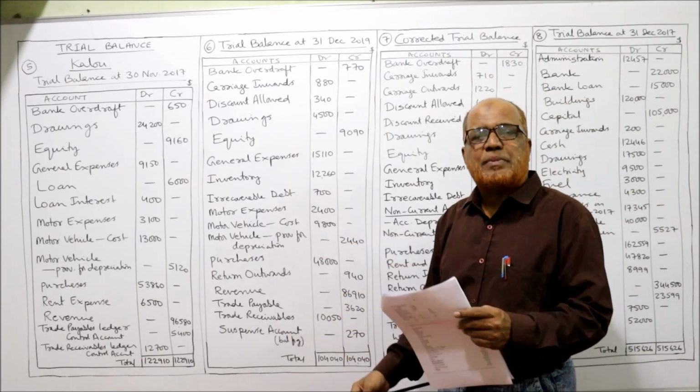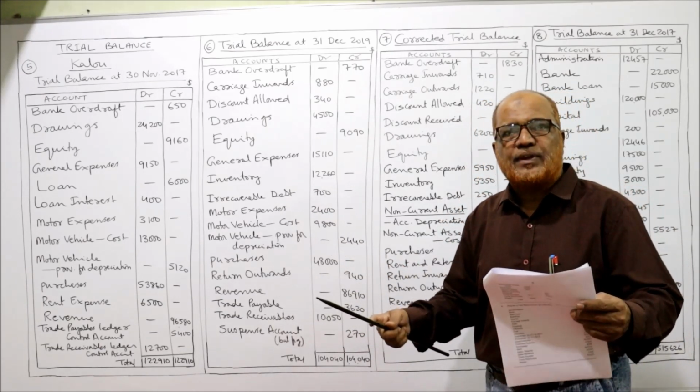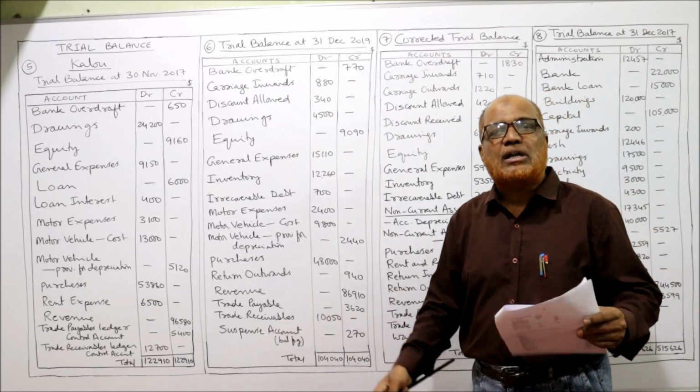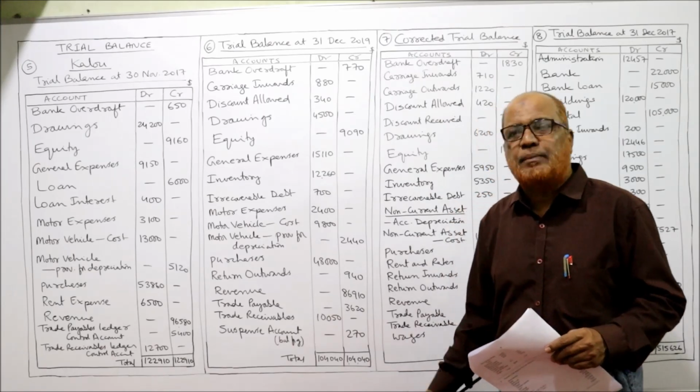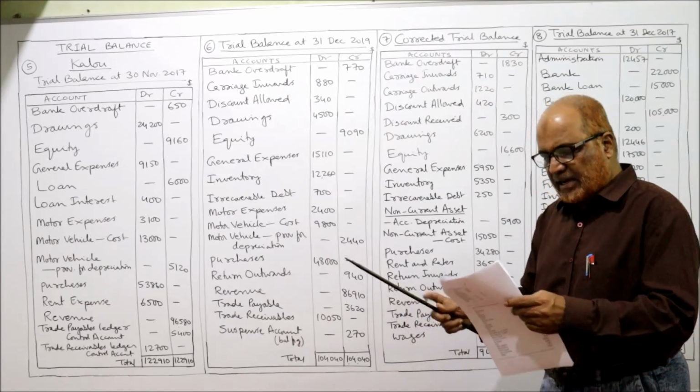Next comes motor expenses. It is expense, debit side. Motor vehicle cost, it is the asset, debit balance. Motor vehicle provision for depreciation, credit balance, just like the previous problem. Provision for depreciation, credit balance.